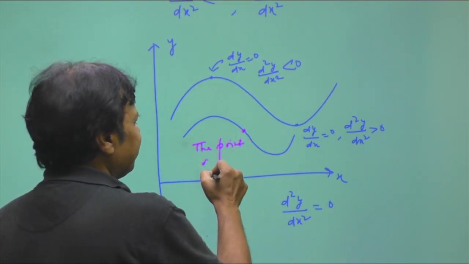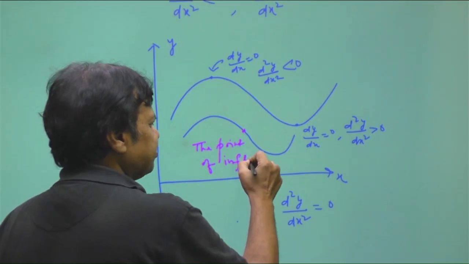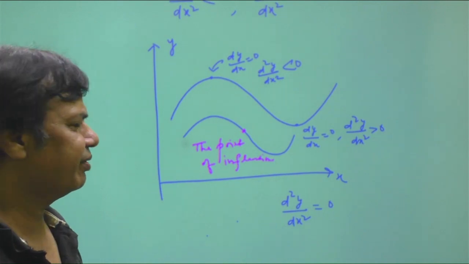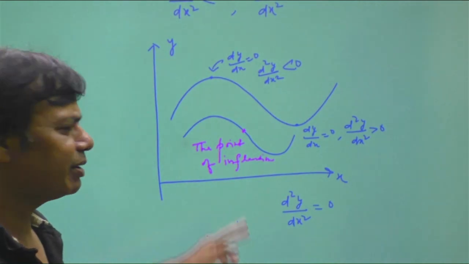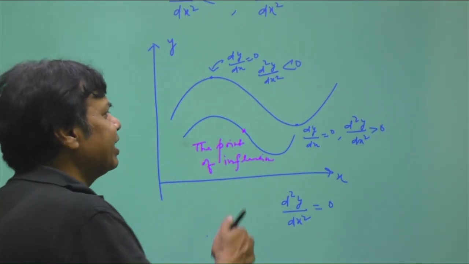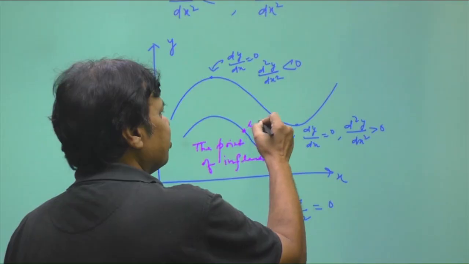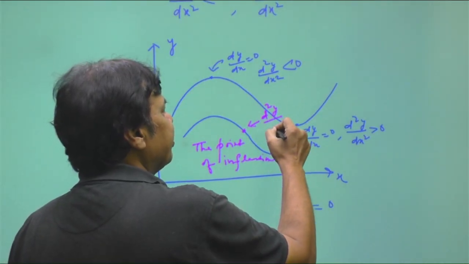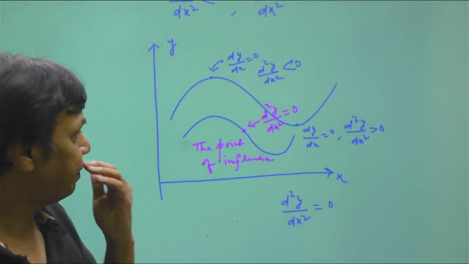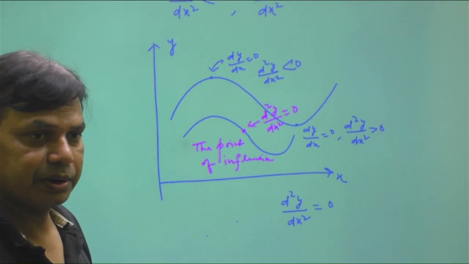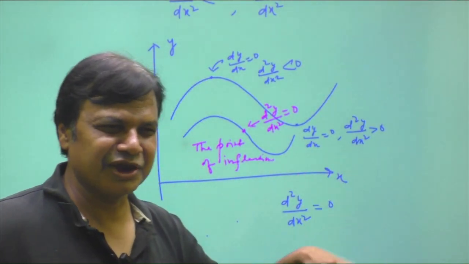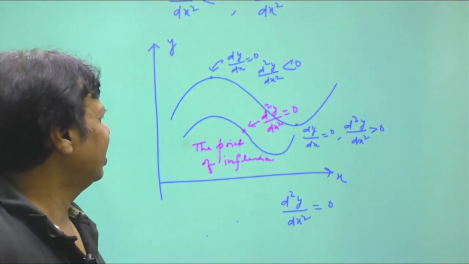The point of inflection is a point where a curve changes its concavity, if it changes, and mathematically you can always find it by putting d2y by dx square equal to 0. So this is the point where the second derivative of a continuous curve, d2y upon dx square, becomes 0. This is usually called the point of inflection, where the curve changes its concavity.